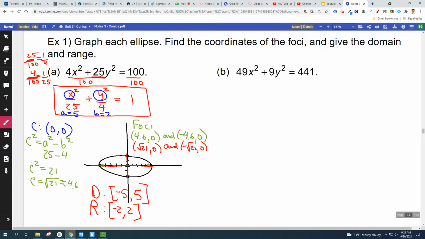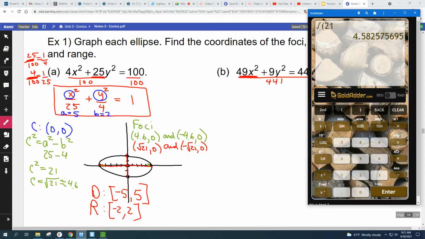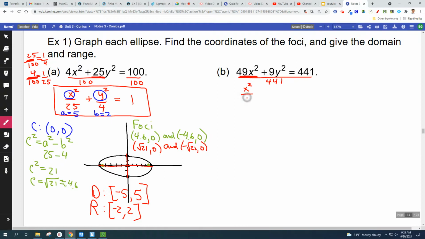So then the next one, it's basically the same idea. We're going to divide by 441 this time. So 49, you've got to reduce two fractions. You've got to reduce 49 over 441. 49 goes into 441 9 times, I believe. So that just reduces to 1/9. You've got x squared over 9. And then divide by 9, you get 49. y squared over 49 equals 1.